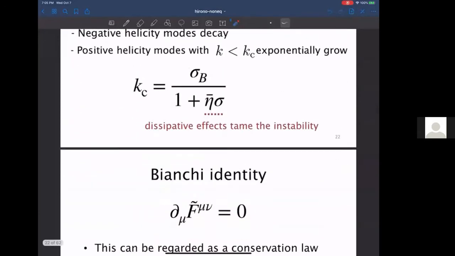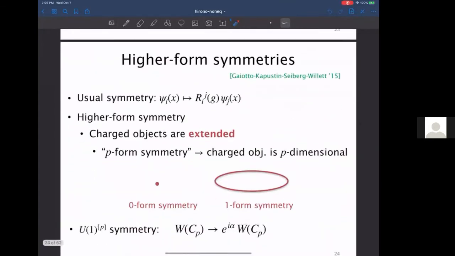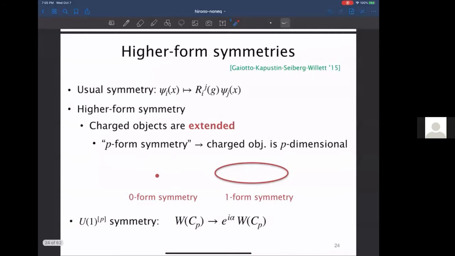So this is some feature of the chiral MHD, and I'd like to look at this Bianchi identity, and it sort of looks like a conservation law, right? And so this can actually be regarded as the conservation law of some charges associated with some general symmetry called a one-form symmetry. And I will discuss what this one-form symmetry is. So those generalized symmetries are called higher form symmetries.